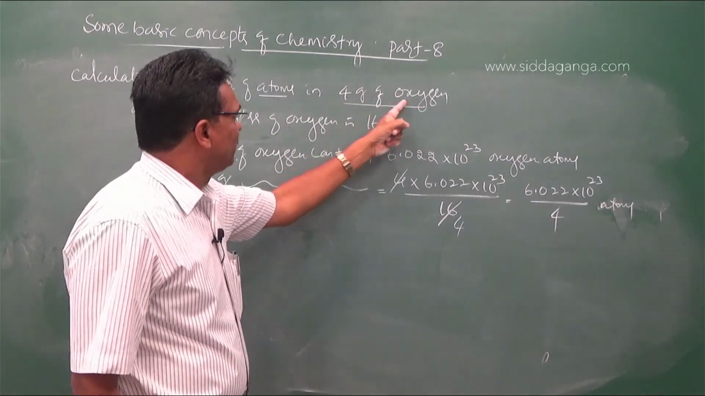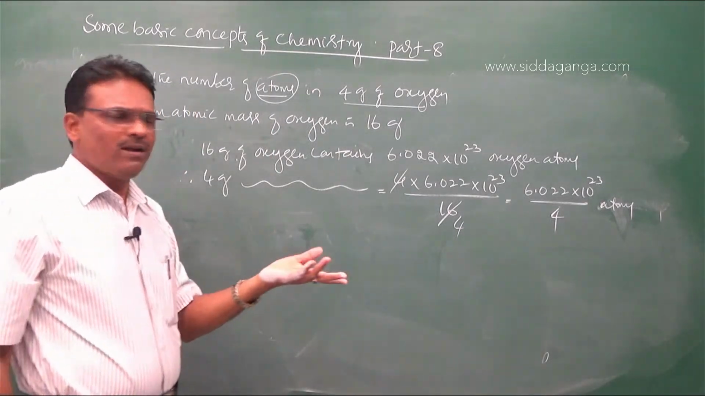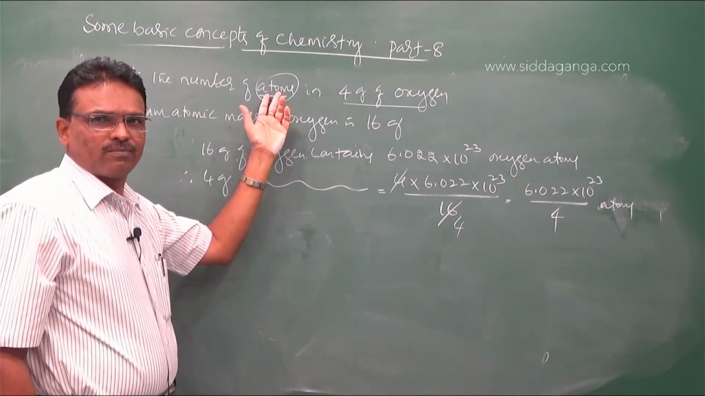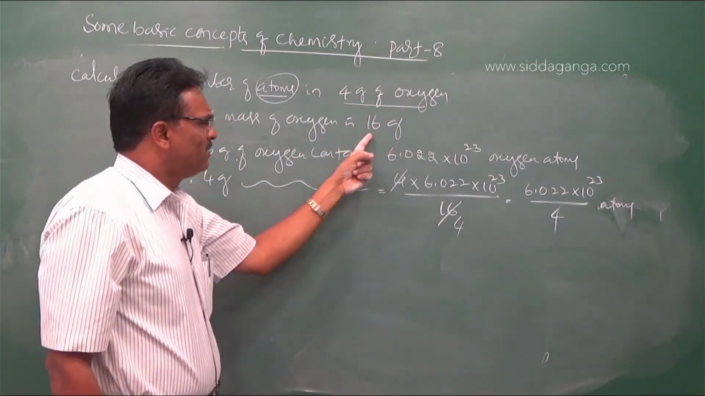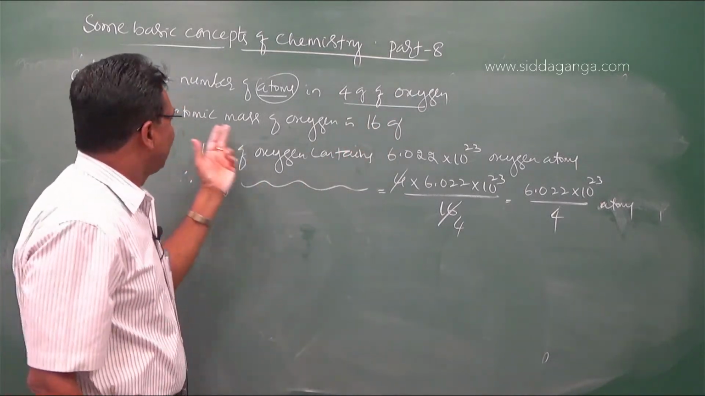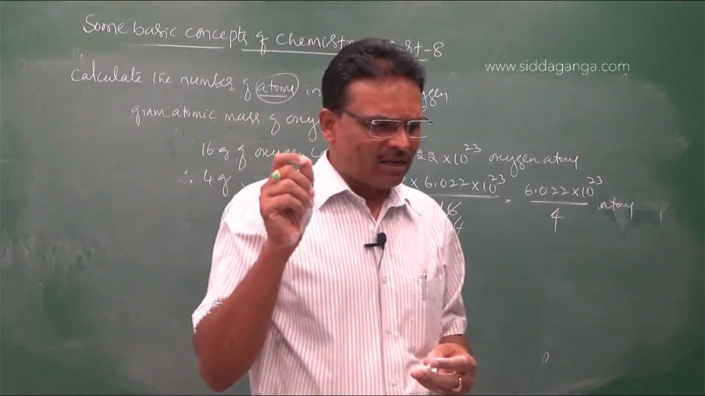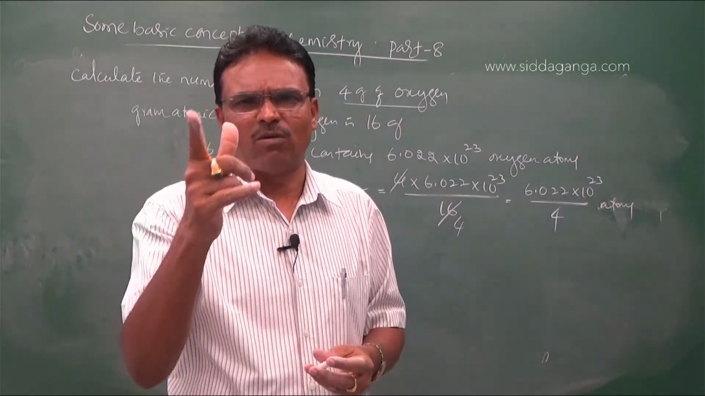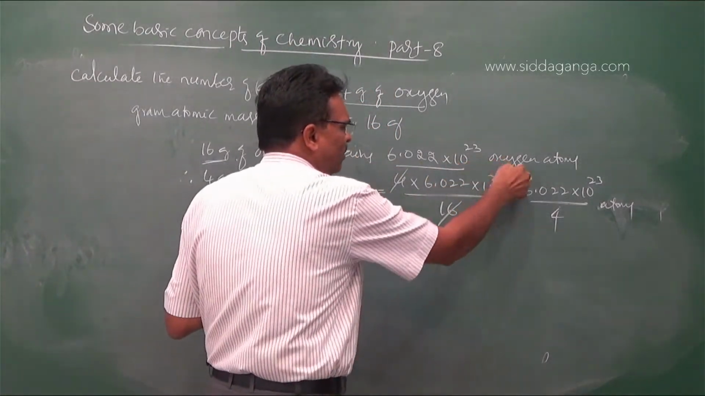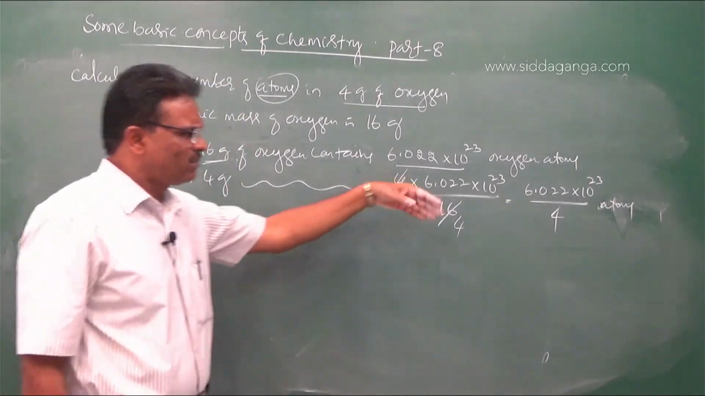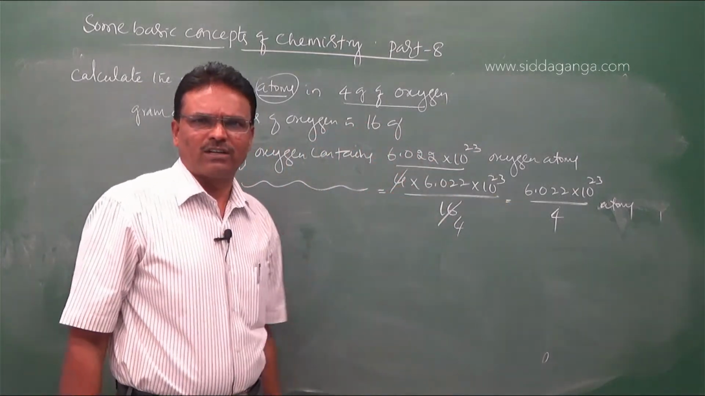We are asked about 4 gram of oxygen atoms. So what do you want? You want the number of atoms in 4 gram of oxygen. So what is the atomic mass of oxygen? Atomic mass of oxygen is 16. Gram atomic mass is 16 gram. In general, we know that the gram atomic mass of all the elements contains Avogadro number of atoms. But the gram atomic mass of oxygen contains Avogadro number of oxygen atoms.